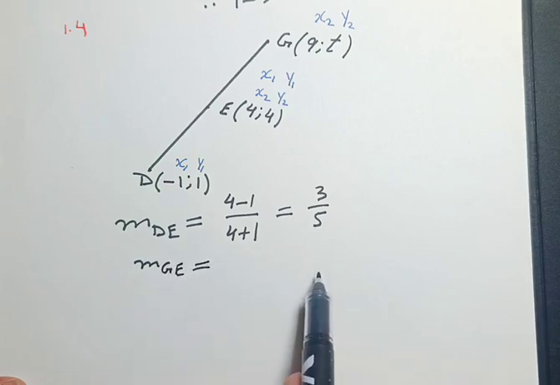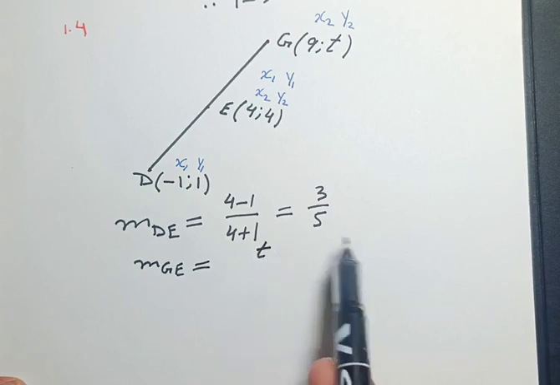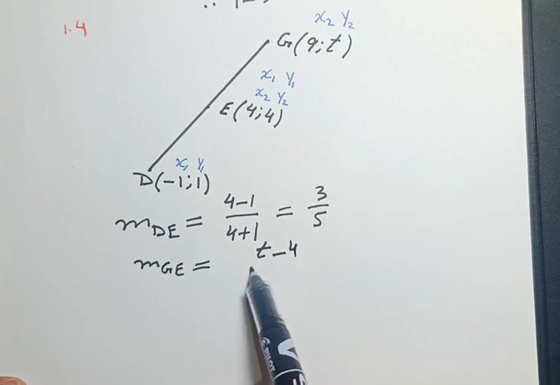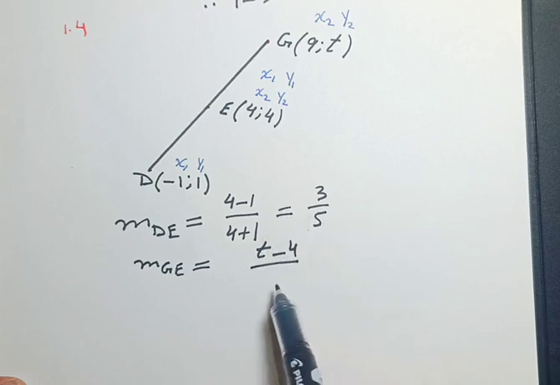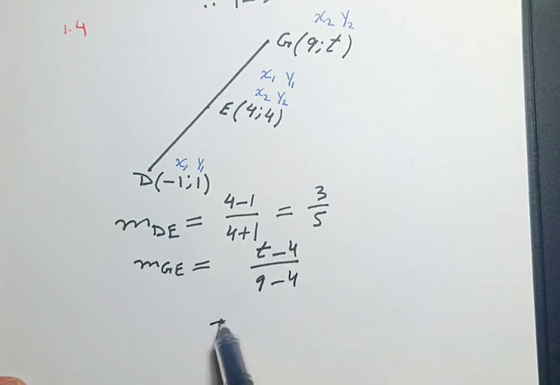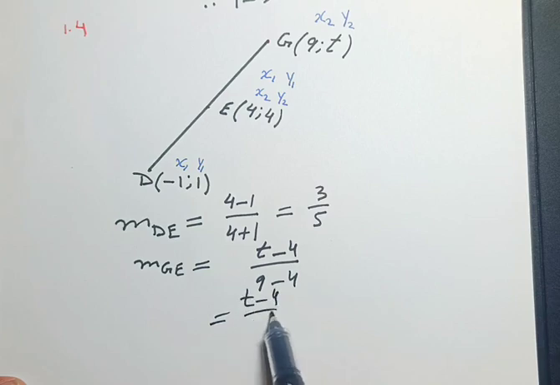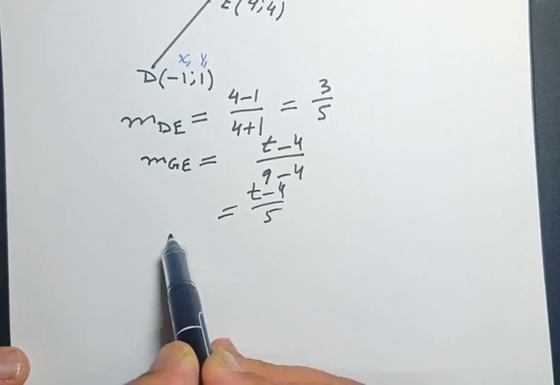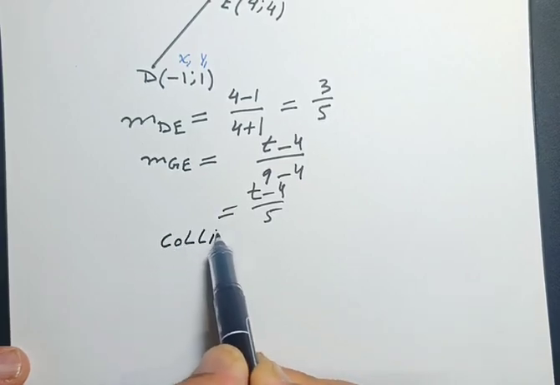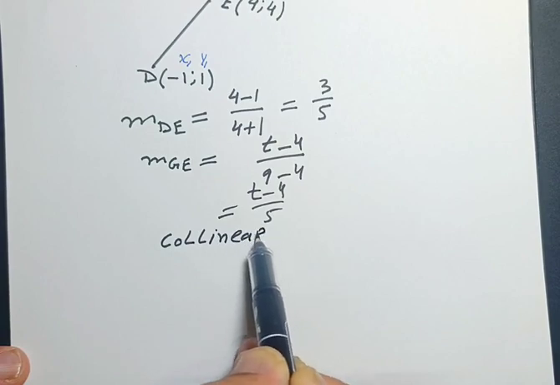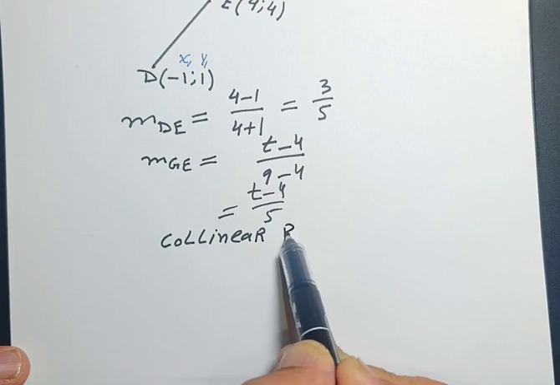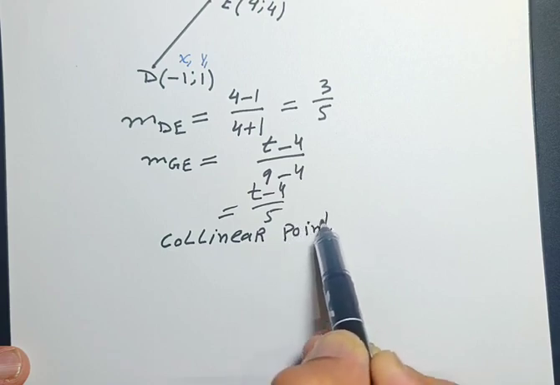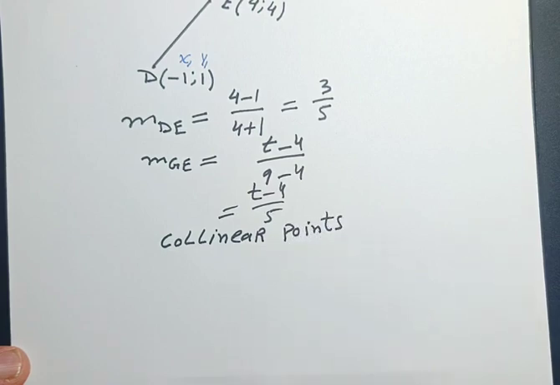Also y2 minus y1. So t minus 4 over x2 minus x1, 9 minus 4. So this is going to be t minus 4 over 5 after I simplify. Right, now the points are collinear. So collinear points mean, because he said the points are collinear.